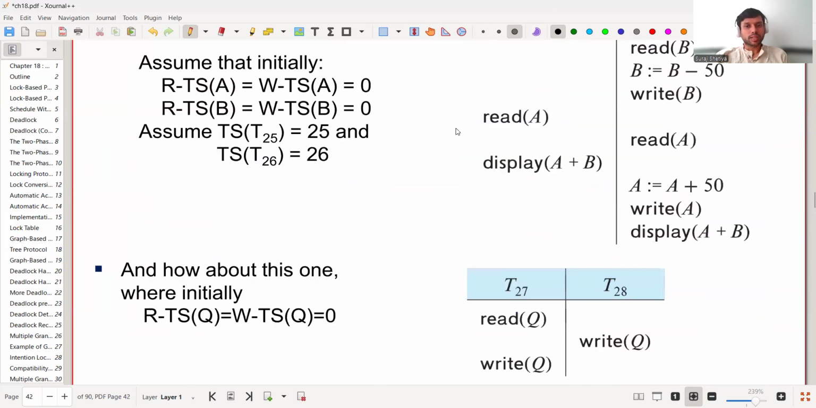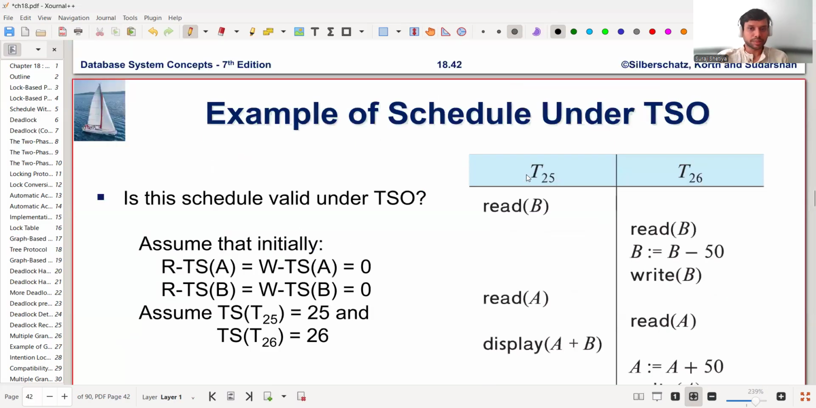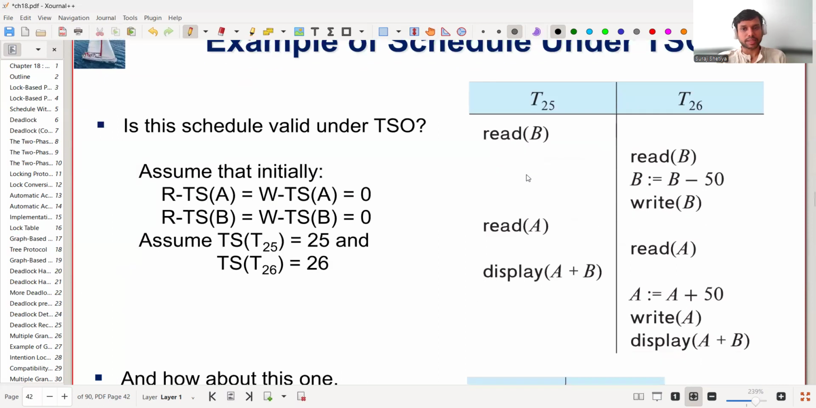Okay. So now let me get back with a concrete example and update things as we are doing them. Initially I'll just update whatever is here. The read timestamp of A is 0. The read timestamp of B is 0. Write timestamp A is 0.